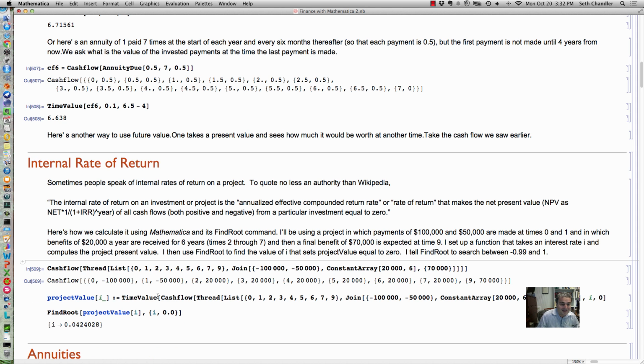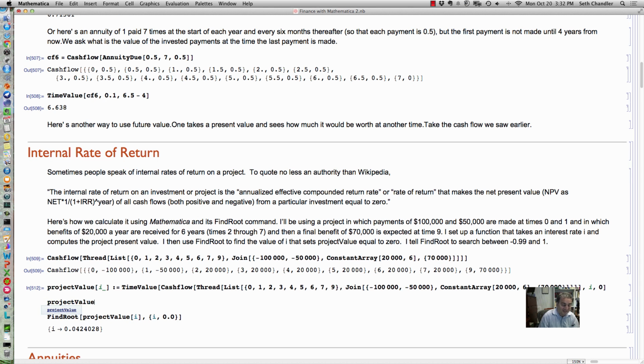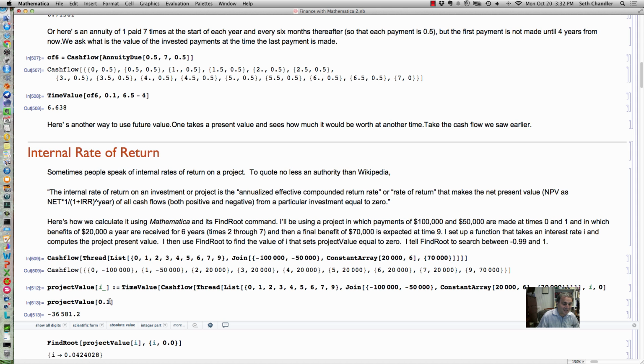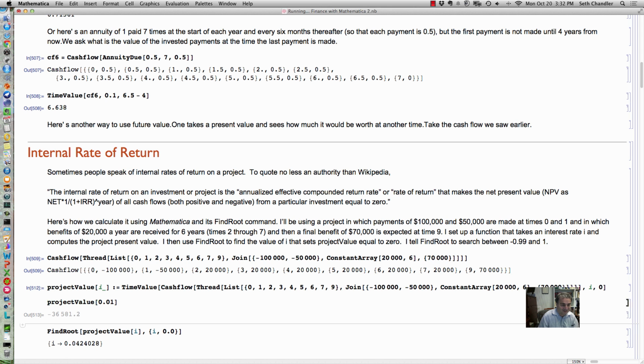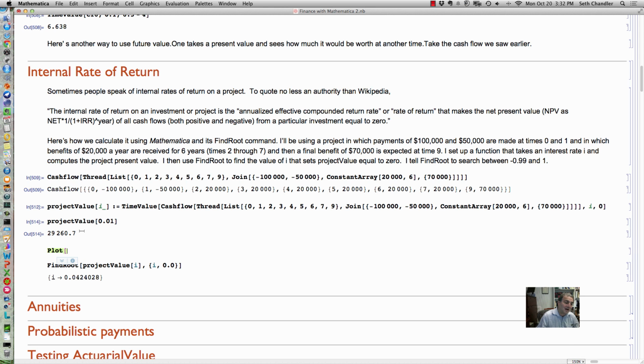So what I'm doing here is making a function that computes the value today of this cash flow using some arbitrary interest rate I. So if I say what is the project value if the interest rate is 10%, it's going to tell me it's negative 36,000. What if it's 1%? Then the value is 29,260. What if I were to plot the project value as a function of this interest rate, letting the interest rate go from 0 to 0.1?